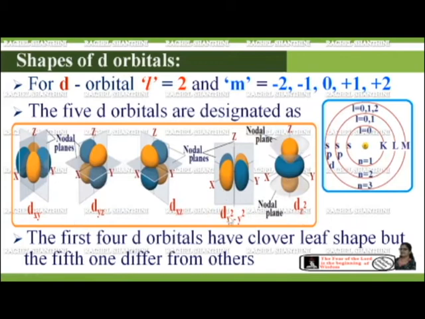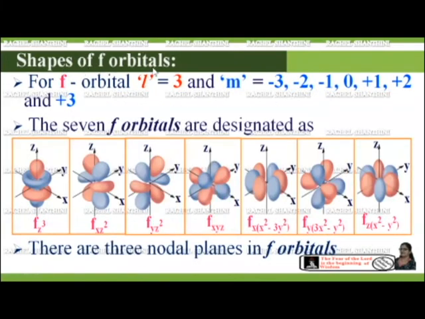If you look at this picture, the first 4 d orbitals have a clover leaf shape, but the fifth one differs from the others. The 3d orbitals have 2 nodal planes. In this picture, even though it looks like one nodal plane, we have 2 nodal planes because this nodal plane is facing you. Shapes of f orbitals.